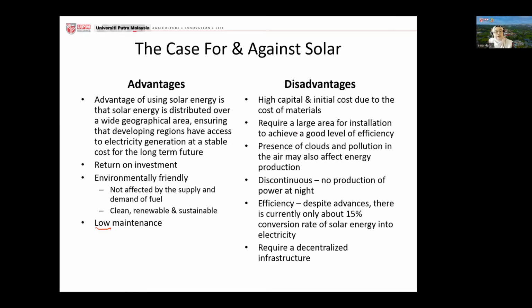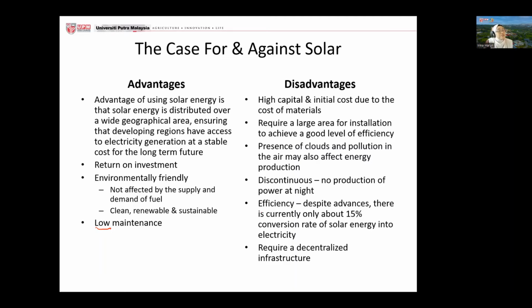Of course, secondly, it requires a large area for installation to achieve a good level of efficiency. We're not talking about one house use. We are talking about supplying electricity to millions of households. And to be able to achieve that kind of capacity, you're going to need a very large area. Okay, presence of clouds and pollution in the air may also affect energy production, of course, because imagine if the light is not enough, how are you going to generate enough electricity?